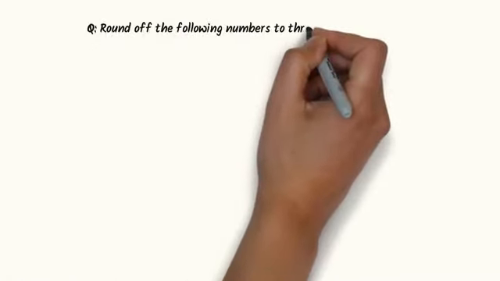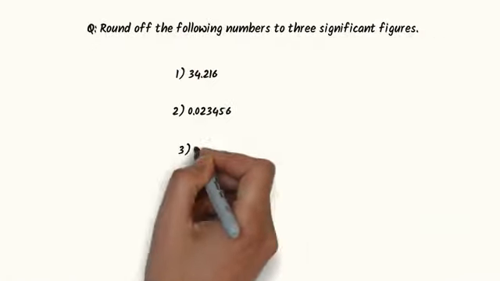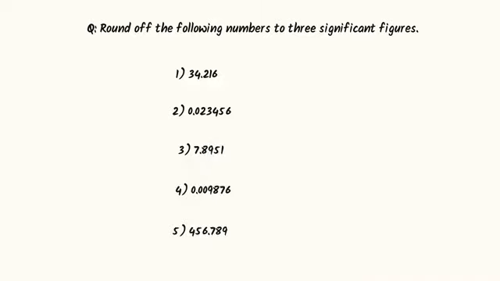Now let's consider question number 3. Here we need to round off each number to 3 significant figures. To find 3 significant figures in each number, we will first use tricks to identify them. Then we will look at the next digit and apply the rounding rule.